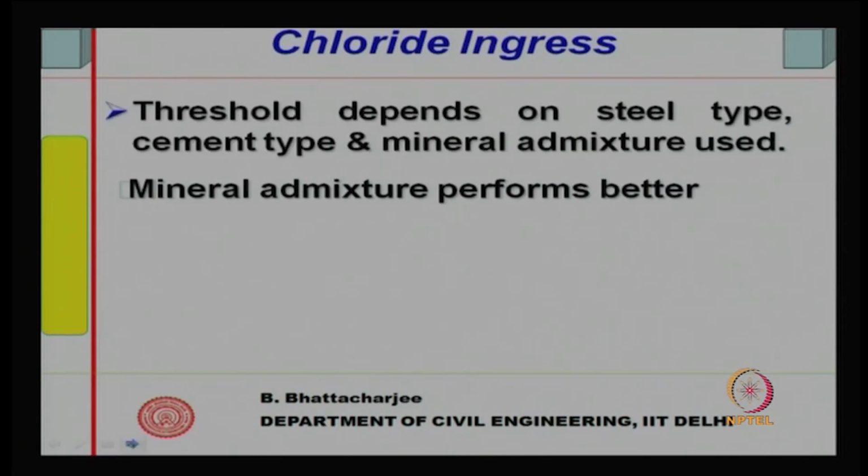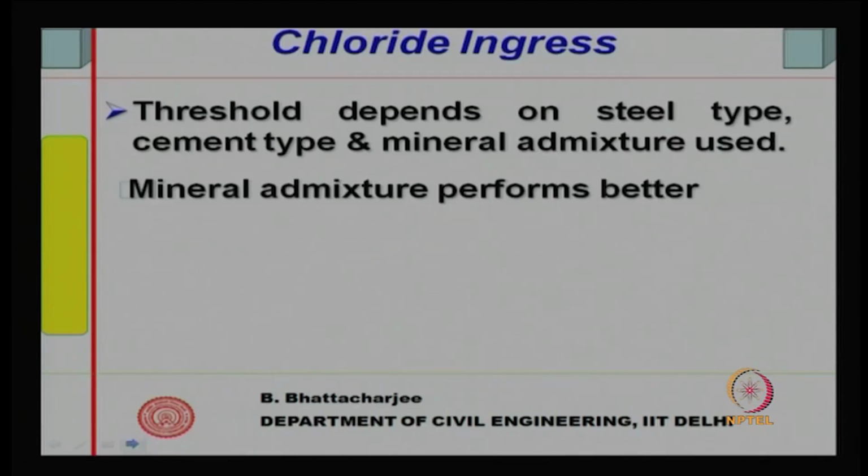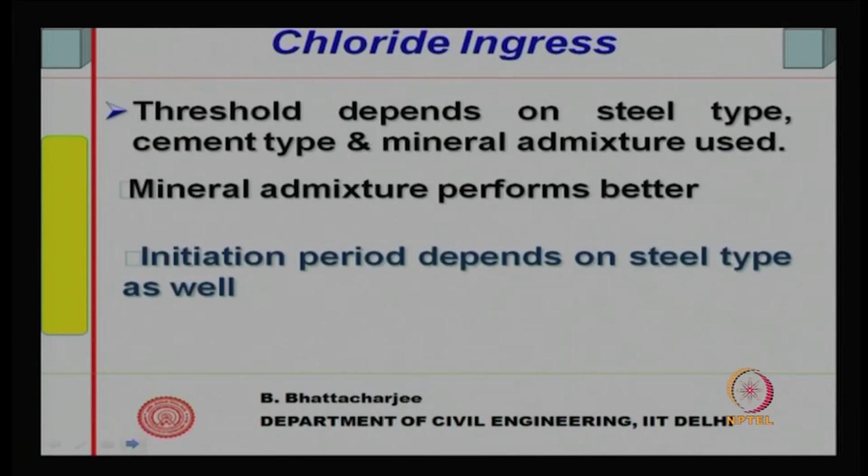So, chloride ingress, now obviously the threshold at which corrosion will start. Chloride is important from the corrosion point of view, and this we will understand when we look at durability of concrete. So, threshold depends on steel type, cement type and mineral admixtures. Mineral admixtures perform better, that is what we have understood. Therefore, corrosion initiation time can be longer, but type of steel has some role to play as well.